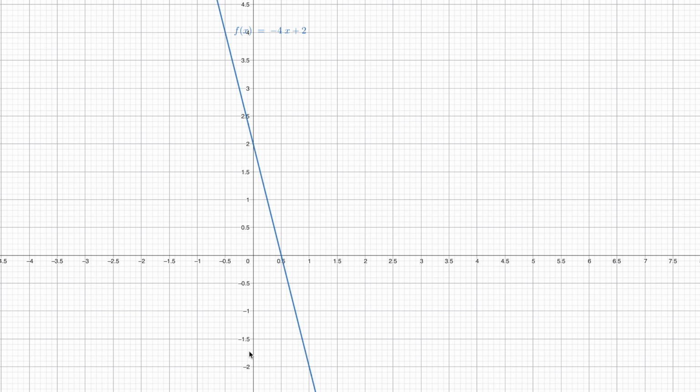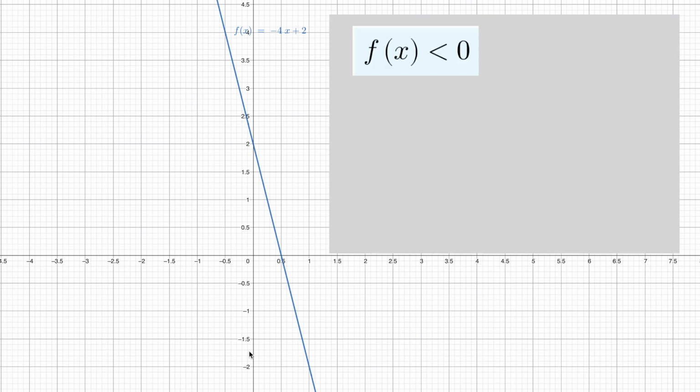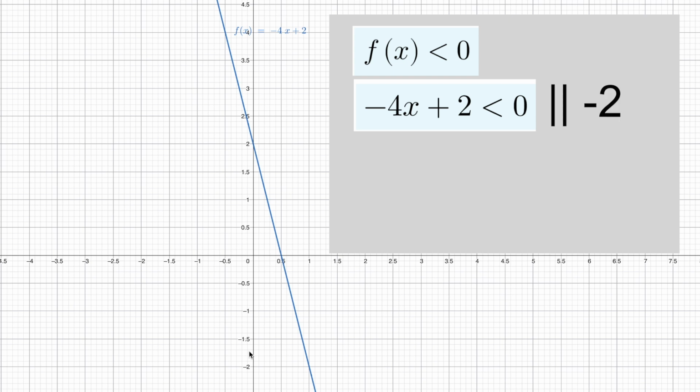So now, the next exercise is to solve the same question mathematically. This is the same as -4x plus 2 is less than 0. And when we are solving linear inequalities, we solve it exactly as we would solve linear equations, but with one big exception, which I will explain later on. So if we now solve for this, we add -2 on both sides. So we get -4x is less than -2.